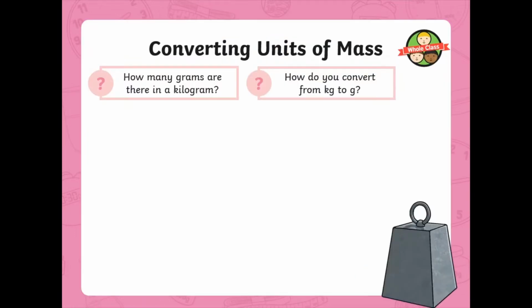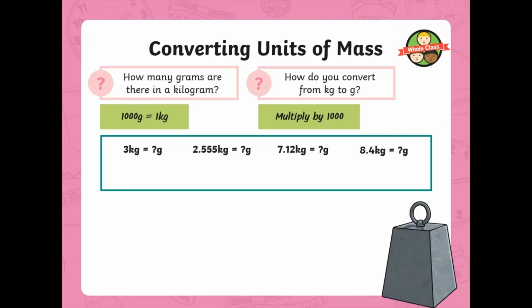Now then, the first question I have got: how many grams are there in a kilogram? There are 1,000 grams in a kilogram. And how do I convert from kilograms to grams? I multiply by 1,000. So therefore, if I have got 3 kilograms, how many grams would that be? So it's 3 times 1,000, which is 3,000. Okay, so 3 kilograms is equal to 3,000 grams.